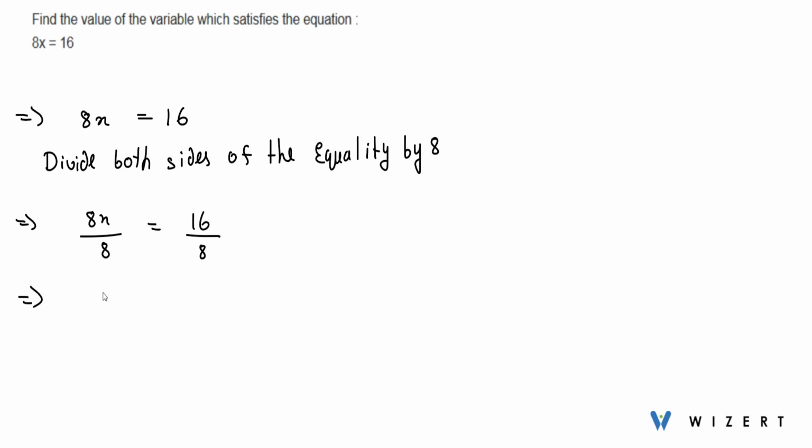So 8x upon 8 will be equal to x and 16 upon 8 will be equal to 2. So x equals 2 will be the final required answer.